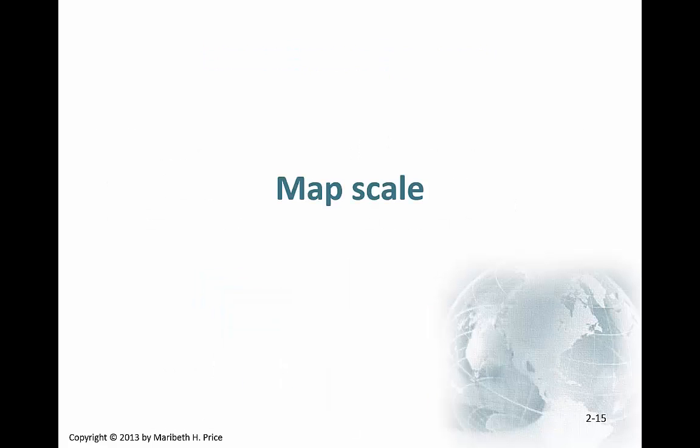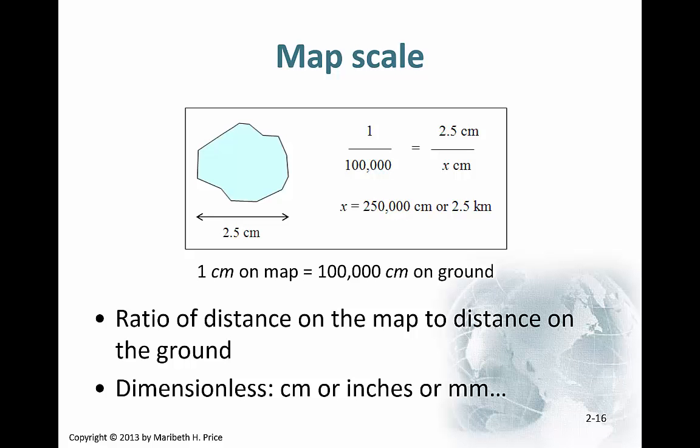Map scale is an important concept to understand while working with GIS. Scale is commonly given as a reference fraction. Here the scale is 1 to 100,000. The scale is unitless, which means that 1 centimeter on the map represents 100,000 centimeters on the real ground, or 1 inch on the map represents 100,000 inches on the ground.